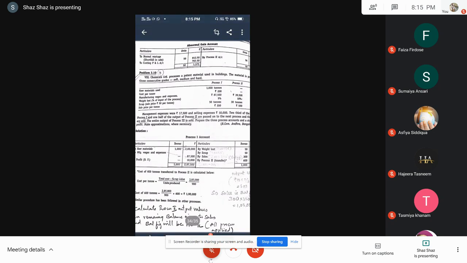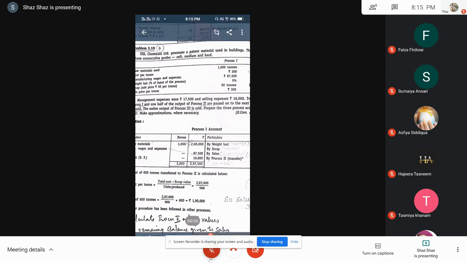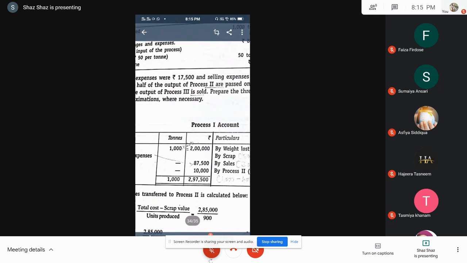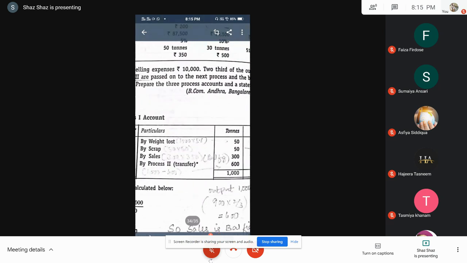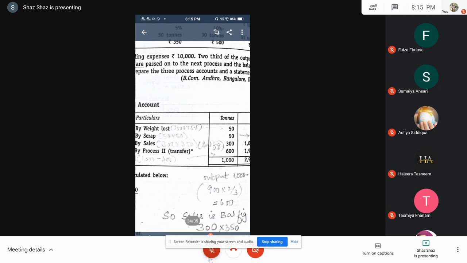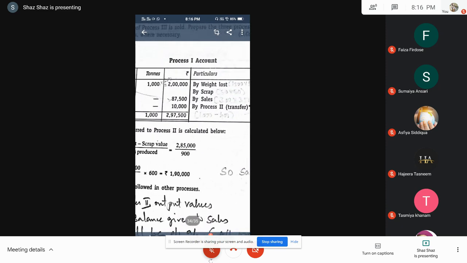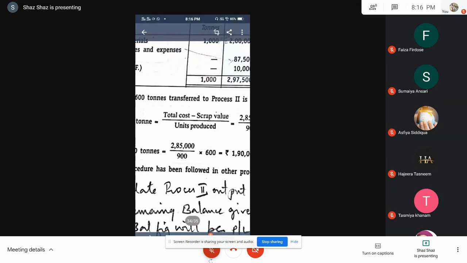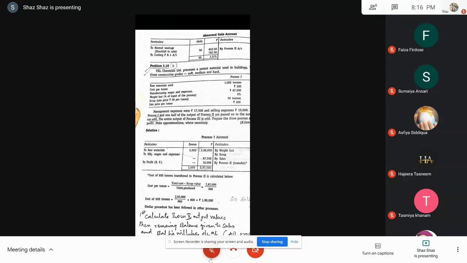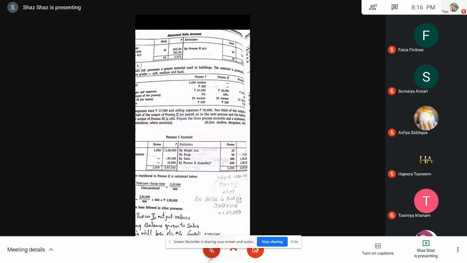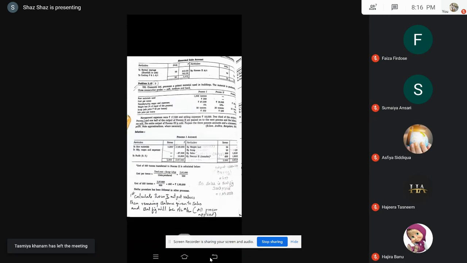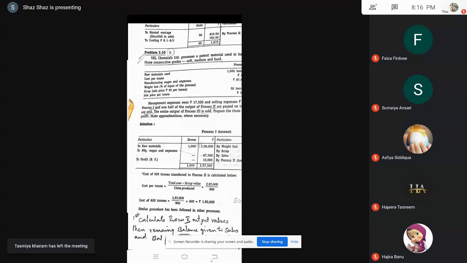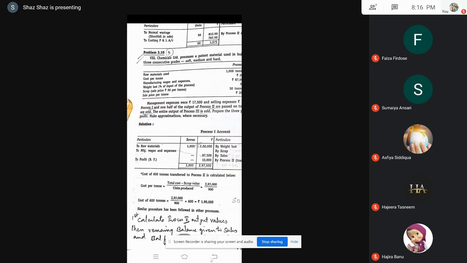2,87,500 minus 2,500, if you do, you are going to get 2,85,000, divided by units produced. Units produced is nothing but ye jo 1,000 hai, 1,000 minus 50 of weight loss and 50 of scrap value. So this will be 900. So this you divide, okay? This you divide with 285,000 into 600. What is 600 here? Your total output. Total output ko cancel karo, division karo, multiplication karo. Tumne cost of 600 output ka 190,000 milta.